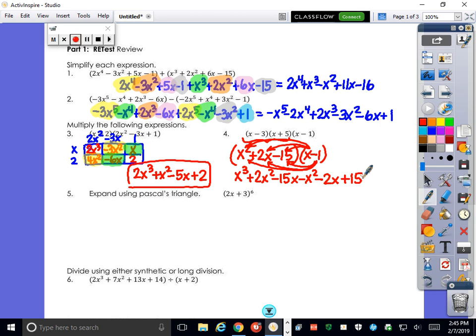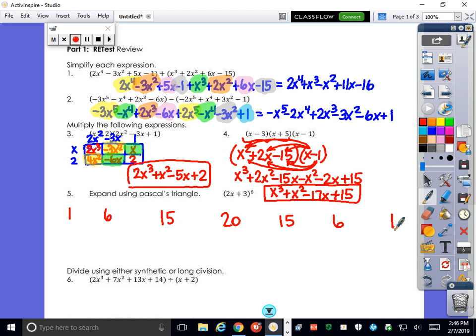So when we add up all our like terms, we end up getting x to the third plus x squared minus 17x plus 15 when we add those all together. Okay? All right, expand using Pascal's triangle. This is a doozy. I'm not going to lie. So we're doing the 6th row, which means we have to use 1, 6, 15, 20, 15, 6, and 1.